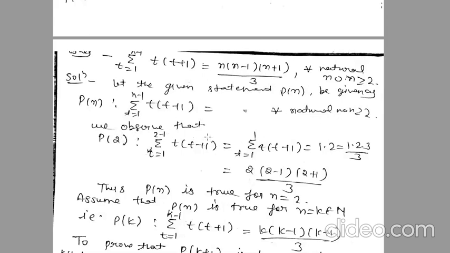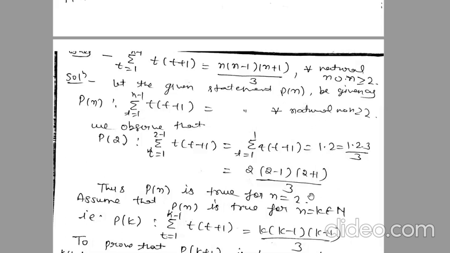Now we observe that the condition is given, n is greater than or equal to 2. That means we will not put n is equal to 1, because this statement is true for n greater than or equal to 2. So we will put n is equal to 2 because the starting number is 2. When we put n is equal to 2, we get summation t is equal to 1 to 2 minus 1, that is 1 to 1, of t into t plus 1. That means only one term will be here, with t is equal to 1, so 1 into 2.